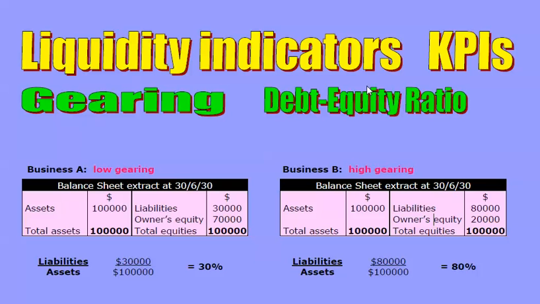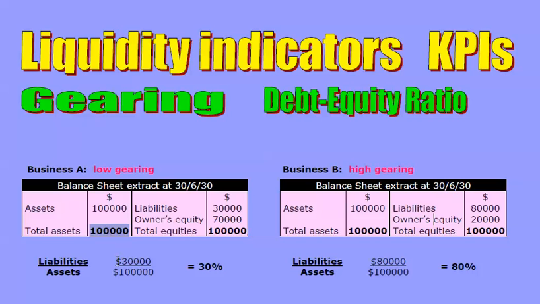Let's consider a liquidity indicator called gearing, or the debt-equity ratio. This indicator shows the relationship between liabilities and total assets. Let's have a look at an example. On the left here, business A. This is a business with relatively low gearing. Look at the liabilities, $30,000, and the assets, $100,000.